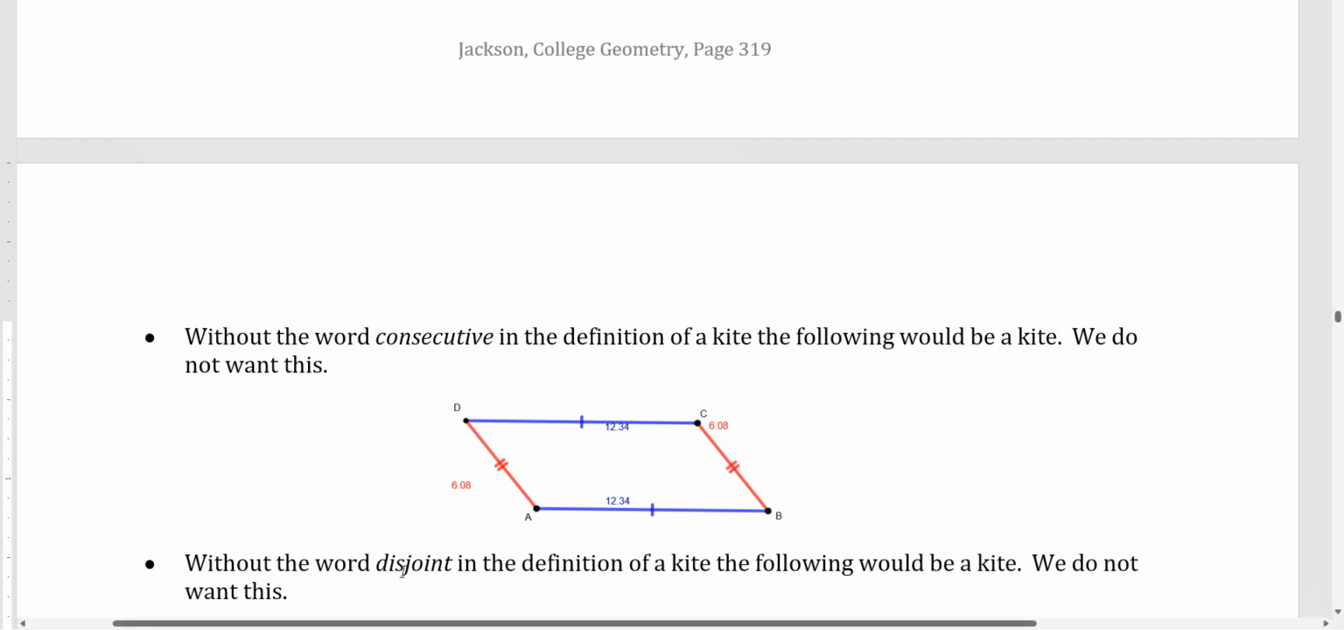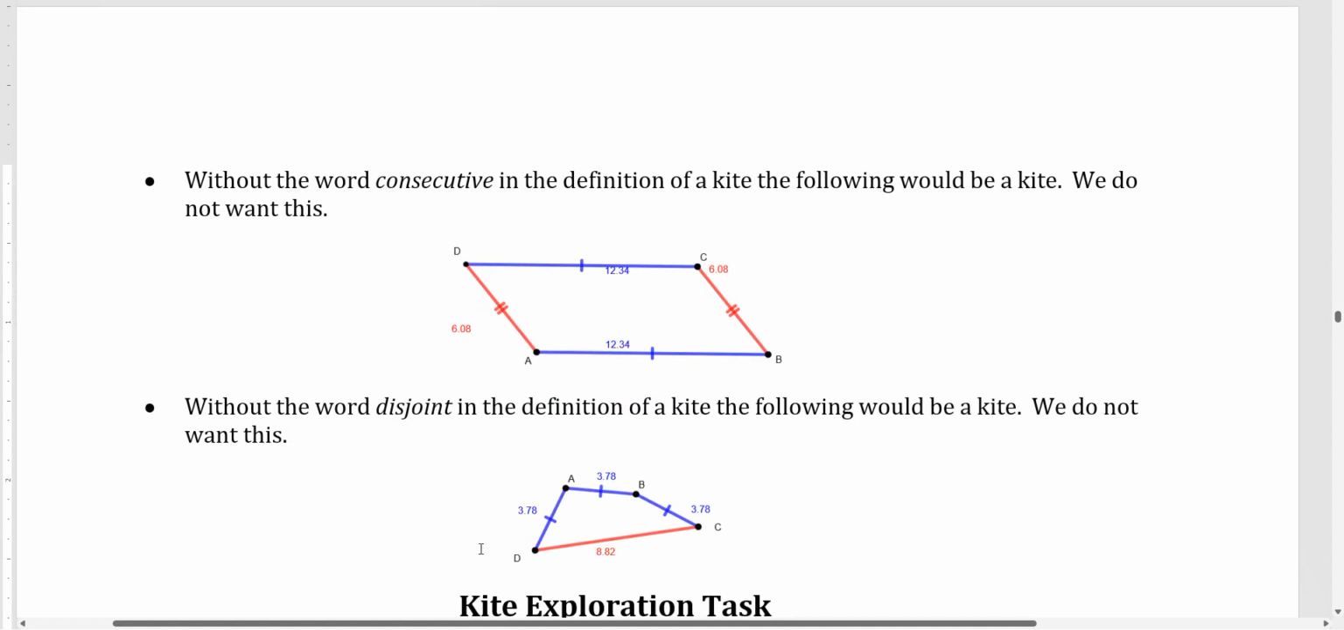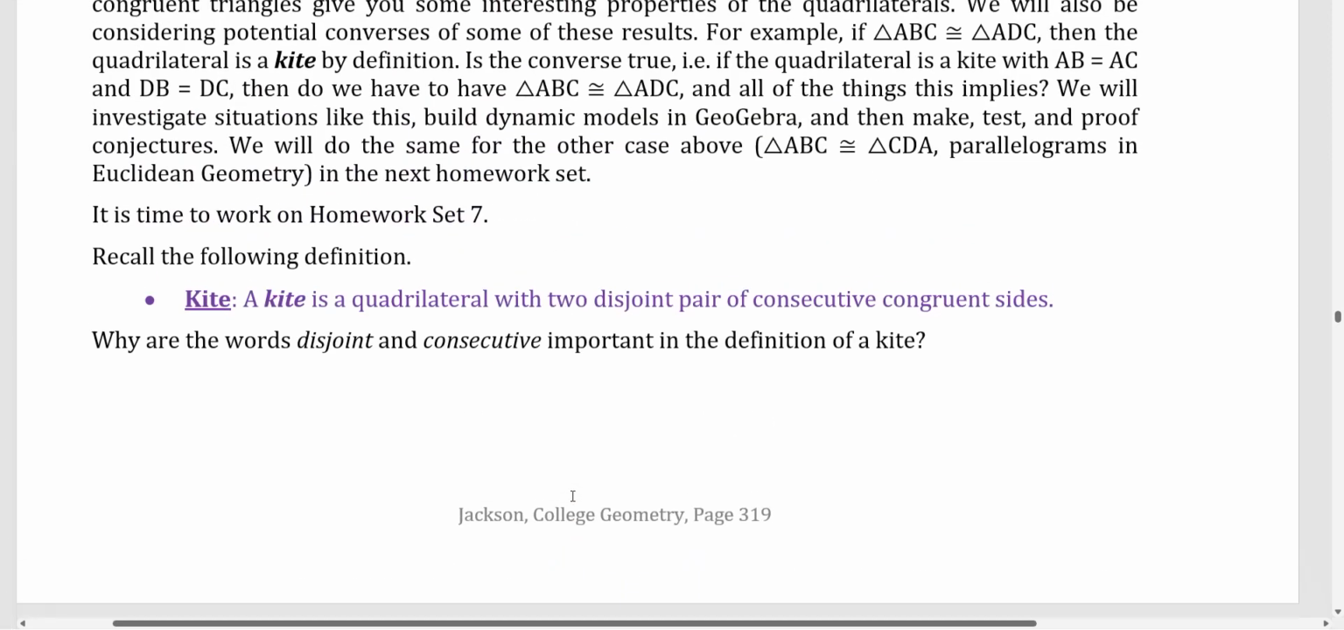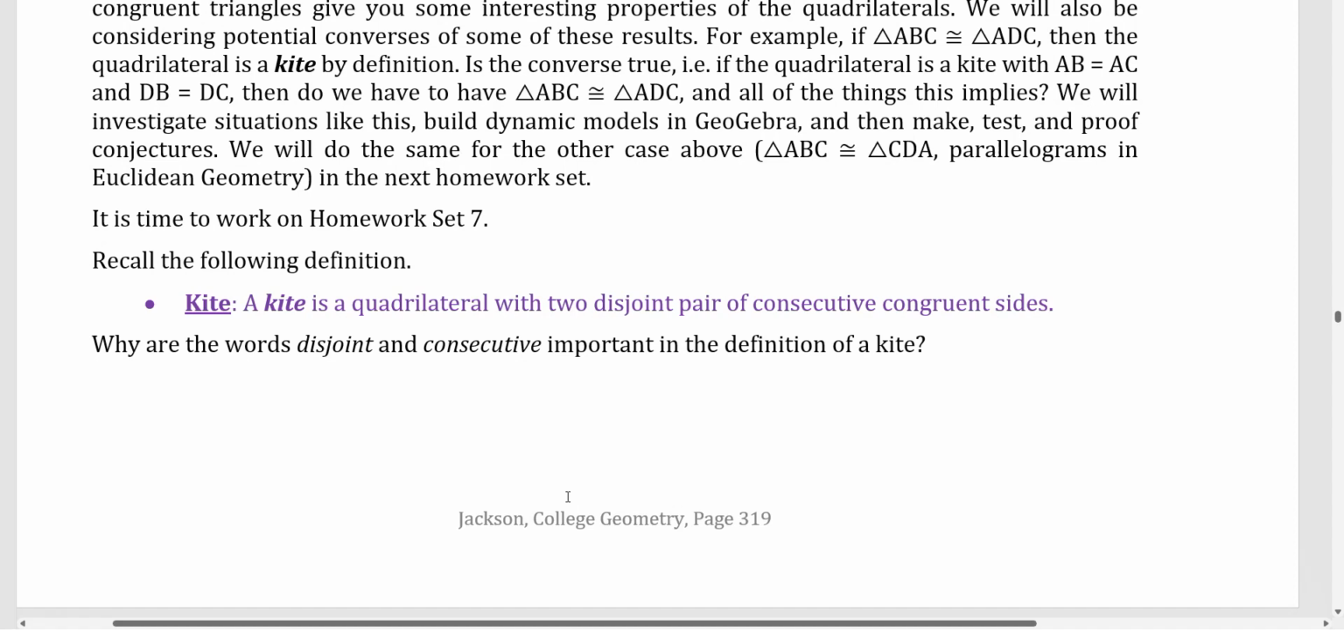Now, why disjoint? Why don't you just say two pair of consecutive sides congruent? Well, this shape right here also has two pair of consecutive sides. We got this pair AD and AB, and we have another pair AB and BC. It has two pair of consecutive sides congruent, but they're not disjoint pairs. Both of those pairs include the side AB. And so we want to make sure we eliminate that shape as well. We don't want that to be a kite. So we don't want either one of these things to be kites. Hence, the definition: a kite is a quadrilateral with two disjoint pair of consecutive congruent sides.